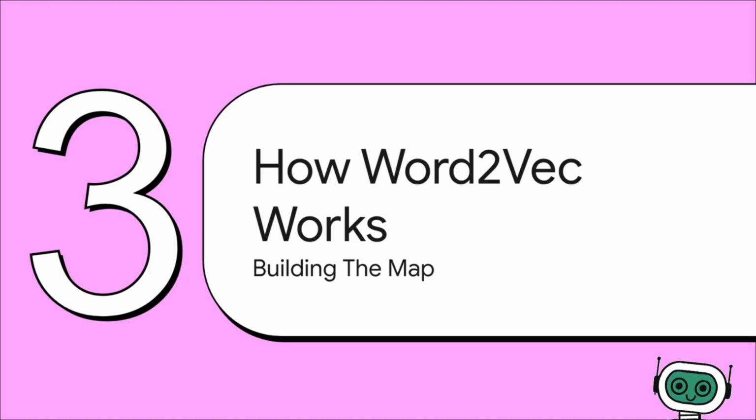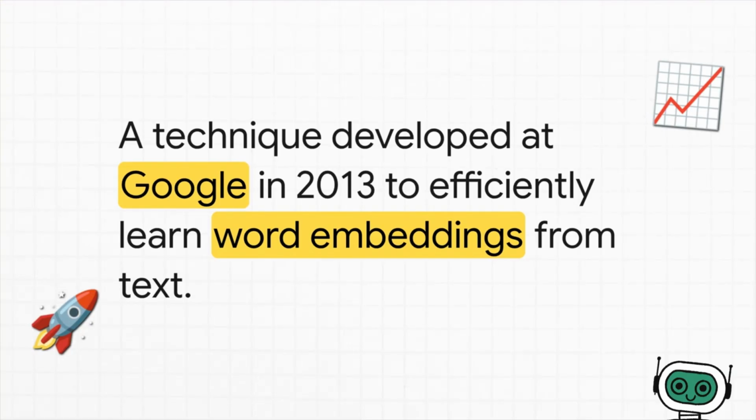Okay, so that's the core intuition. Now let's look at the specific technique that puts this idea into practice. That technique is word-to-vec. It was developed by a team at Google back in 2013, and it was a breakthrough because it gave us a really efficient way to build these maps of meaning from enormous data sets.